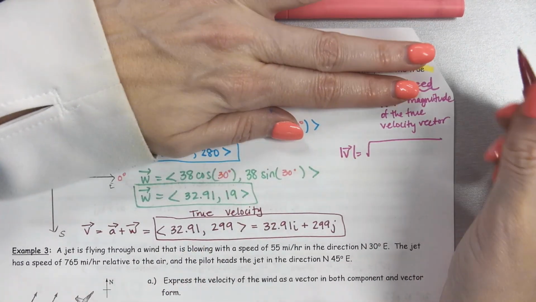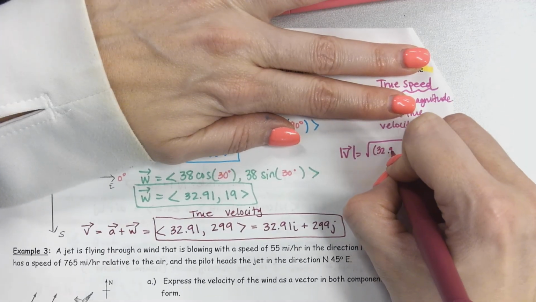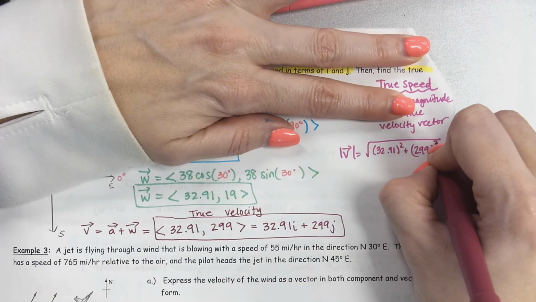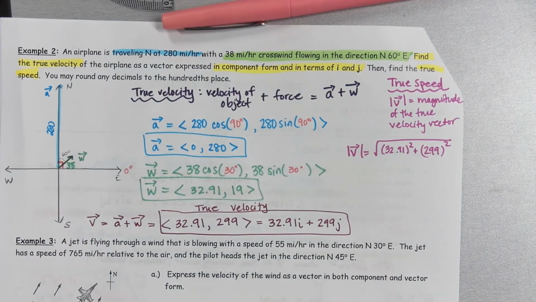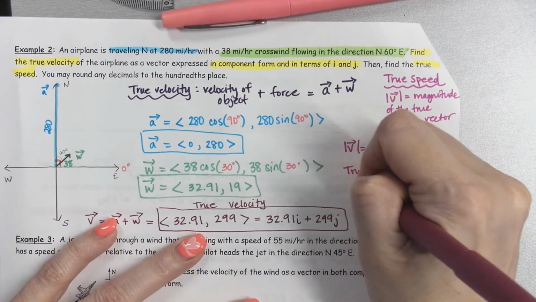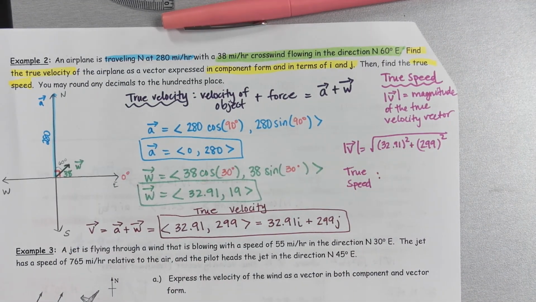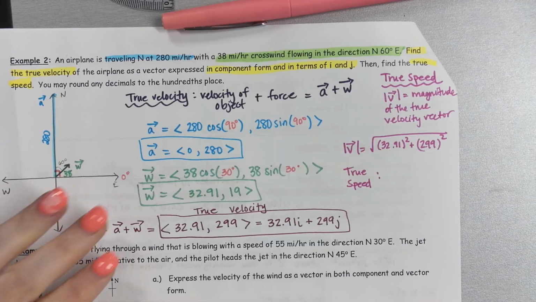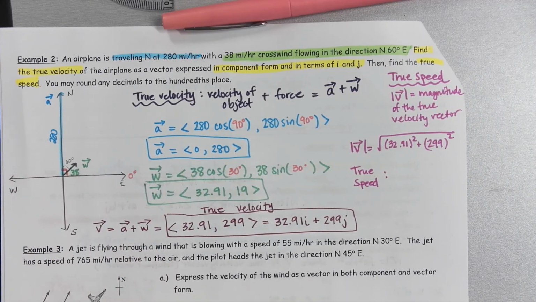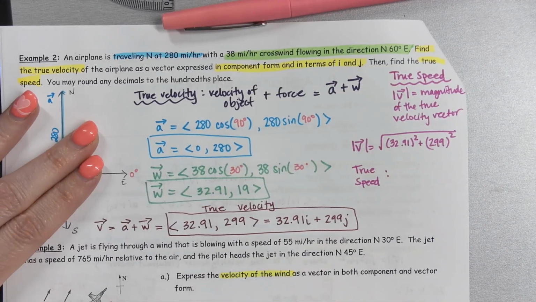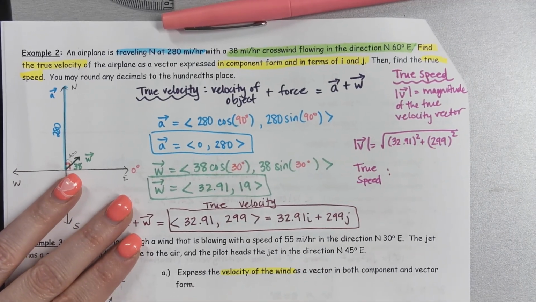Okay, so we're going to do the square root of 32.91 squared plus 299 squared. And then I want you to calculate that, write it on your paper. I will come around and check that. And once you've done that, go ahead, read through example 3. Okay, and I really do feel like you could do all of example 3, but let's first make sure you have the velocity of the wind and the velocity of the jet.